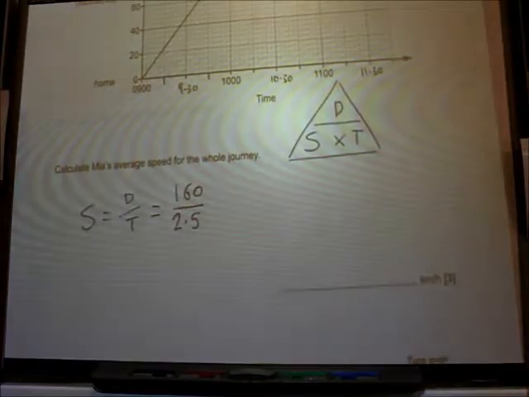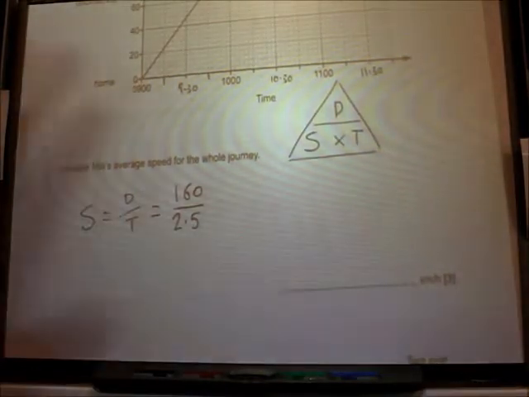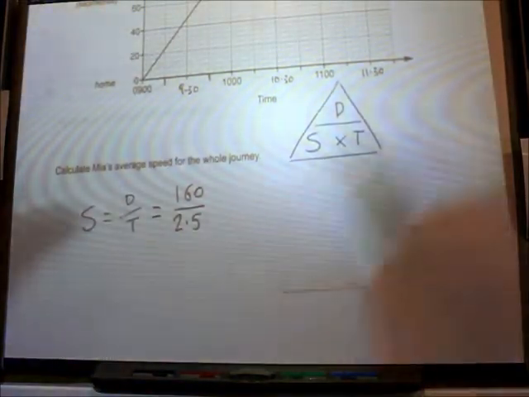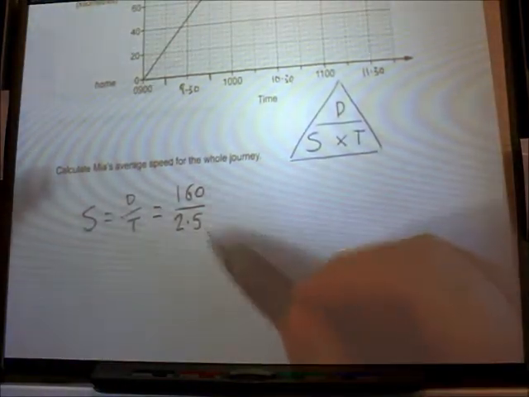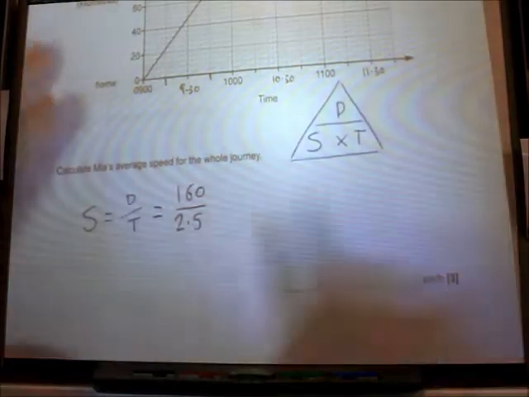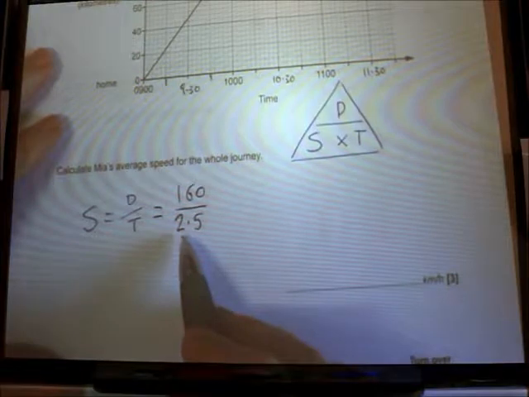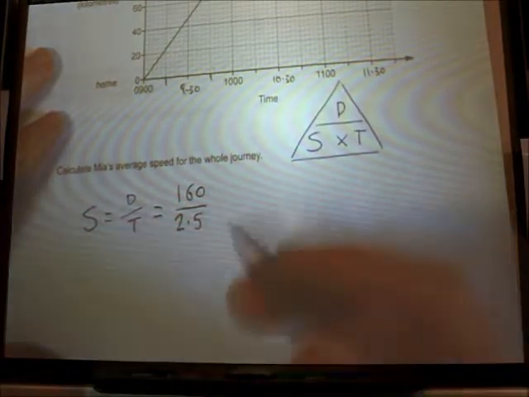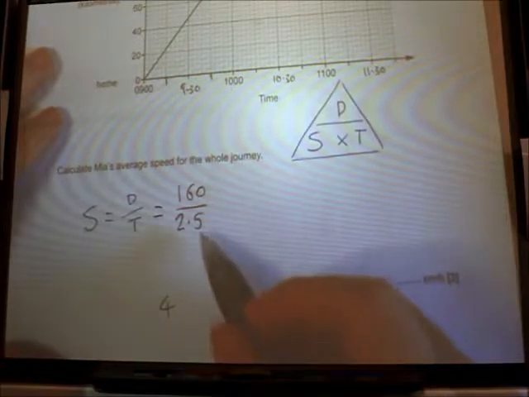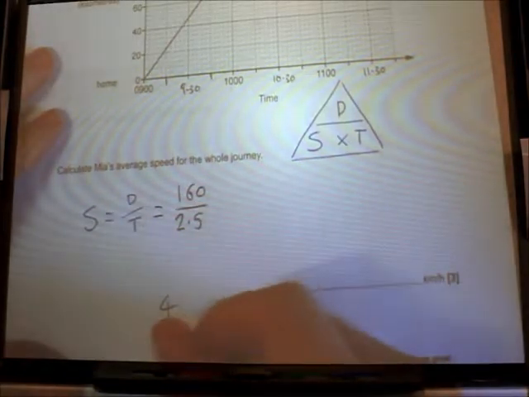You could count up in 2.5s if you want, so you could chunk it. You could do 1,600 divided by 25, might be quite a nice way of doing it. I'm going to show you the way I would do it. So first of all, how many 2.5s go into 10? Well, there'll be 4 of them that go into 10, and how many 10s go into 160? There would be 16 of them.